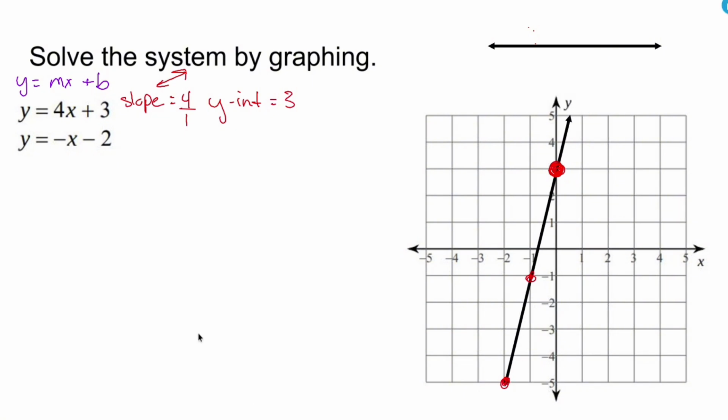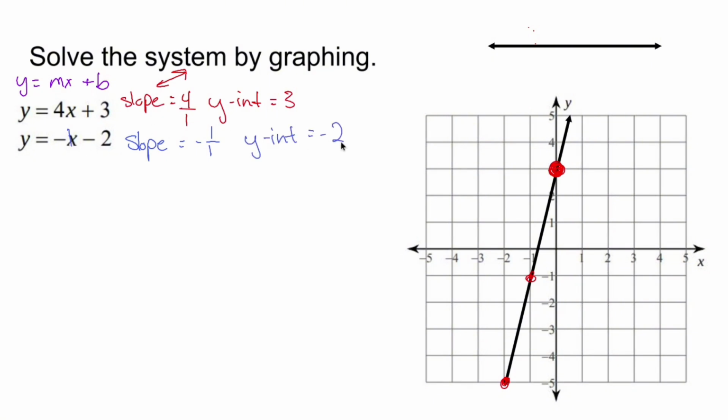Okay. Now let's graph the second line, and we'll do that by saying that this is a slope of negative invisible 1. Remember, when y is all by itself, the number in front of x is my slope. That's an invisible 1. So my slope is negative 1 over 1 because I want to turn it into a fraction. My y-intercept is negative 2.